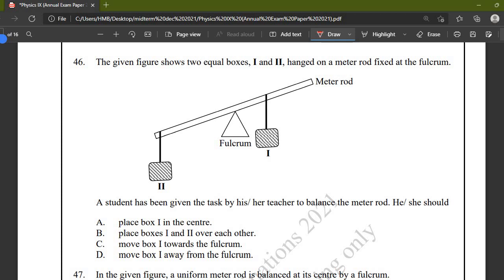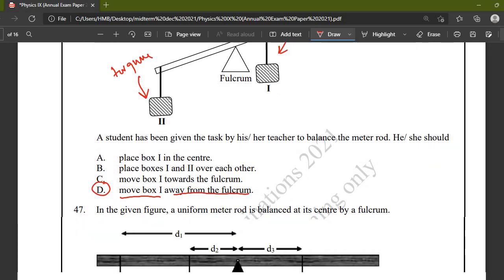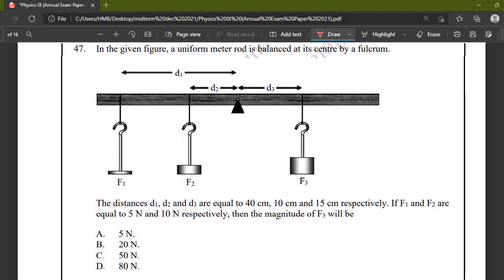So as we can see, the torque due to this block is greater than the torque due to this weight. So to balance this, it is obvious that we can shift this weight 1 to the right side of the rod to balance this scale. So among these four options, option D is the right answer, that we should move box 1 away from the center point or from the fulcrum. So option D is the right answer.